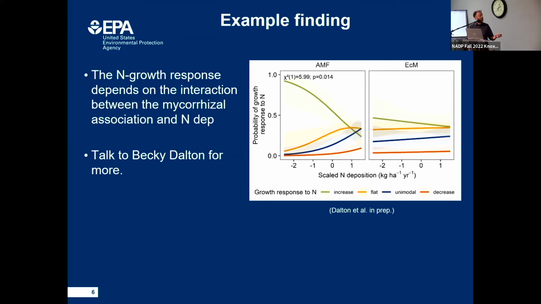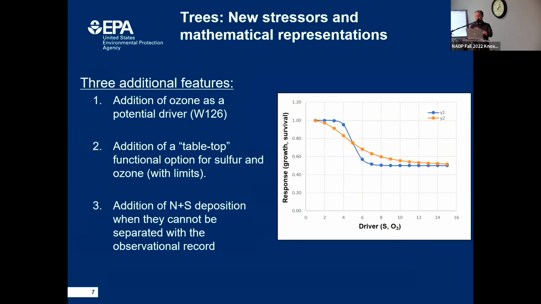and so their responsiveness doesn't change along a nitrogen deposition gradient. But it's completely different for AMF-dominated communities and species, where when nitrogen deposition is low in an AMF-dominated community, you get a lot of increasers, a lot of positive relationships. And those go down as nitrogen deposition increases towards these thresholds or levels that are more negative for the community. And you get more unimodal species dominating and even more decreasers. So the mycorrhizal association is playing a big role in modifying how the community responds to nitrogen deposition. Talk to Becky for more. There's like 100 other graphs we could show.